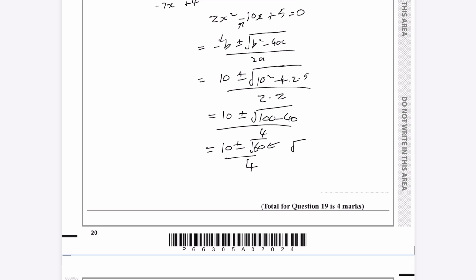So this can be written as root 4 root 15, which becomes 2 root 15. So I can write this as 10 plus minus 2 root 15 divided by 4. And now I can divide with the 4 at the bottom. So that will become 5 plus minus root 15 over 2.